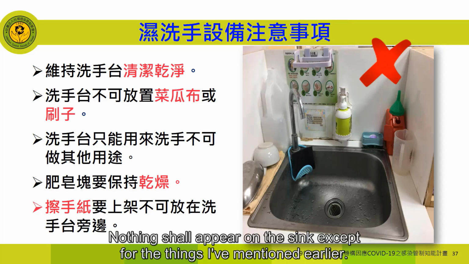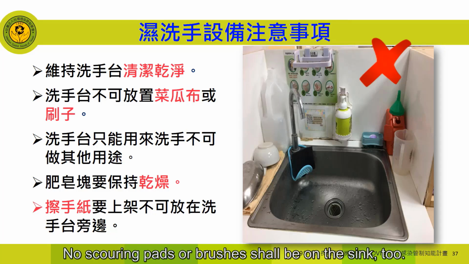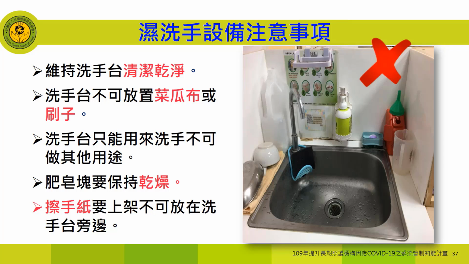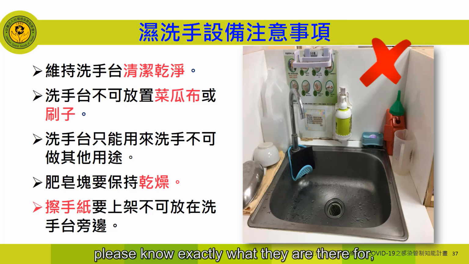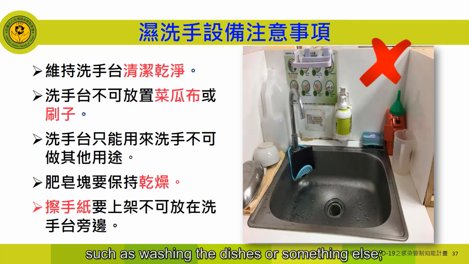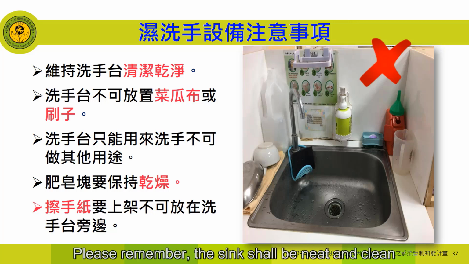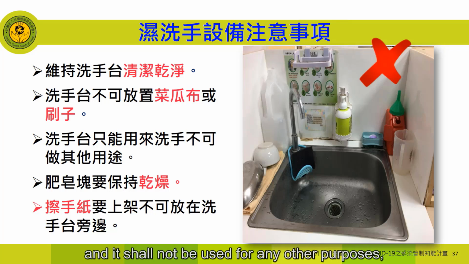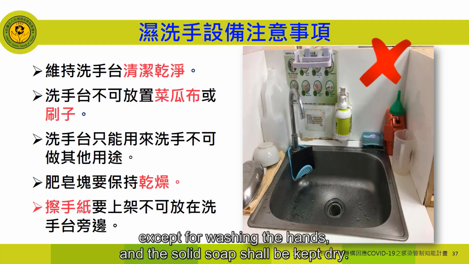Nothing shall appear on the sink except for the things I've mentioned earlier. No scouring pads or brushes shall be on the sink too. If you do put them there, please know exactly what they are there for, such as washing the dishes or something else, or for washing the gadgets. Please remember, the sink shall be neat and clean, and it shall not be used for any other purposes except for washing the hands, and the solid soap should be kept dry.